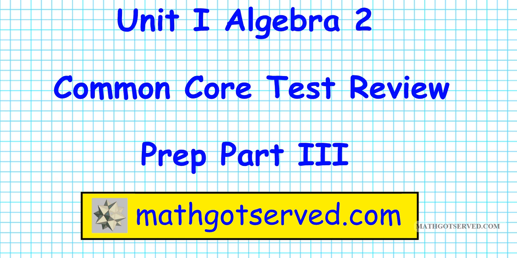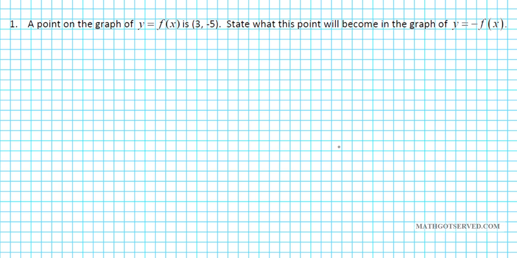In this clip, we're going to be going over part 3 of our Unit 1 Algebra 2 Common Core test review. All right, let's take a look at question number 1. It reads, a point on the graph y equals f of x is (3, -5). State what this point will become in the graph of y equals negative f of x.